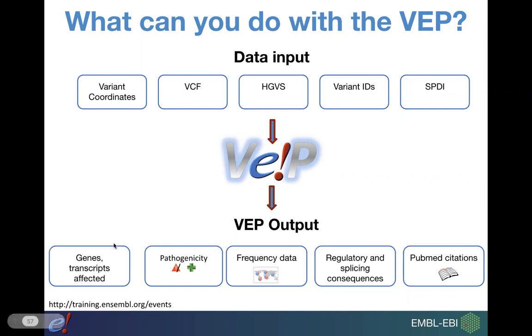giving you information on the genes and transcripts that your variants have affected, pathogenicity of your variants if available, frequency data, any regulatory and splicing consequences, and also PubMed citations for where these variants have been mentioned.